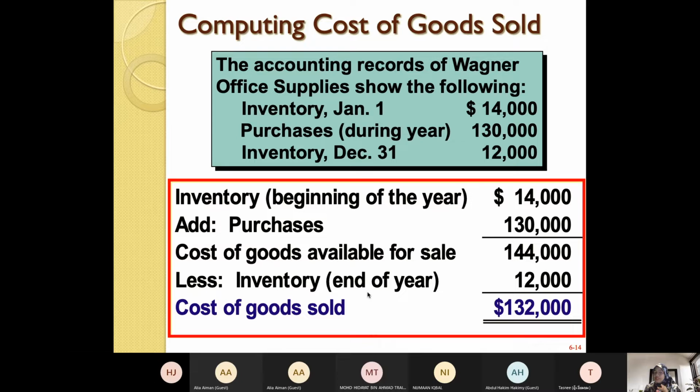So under periodic, the cost of goods sold is determined using this formula. Whether you like it or not, you have to remember this formula, because under periodic, the only way for you to know your COGS is by taking the inventory at the beginning of the year plus purchases made during the year minus your inventory at the end of the year. That's how you compute your COGS. Have you recorded this formula?